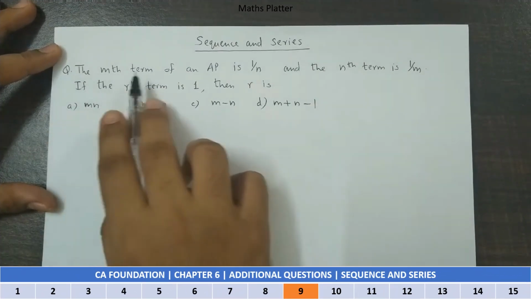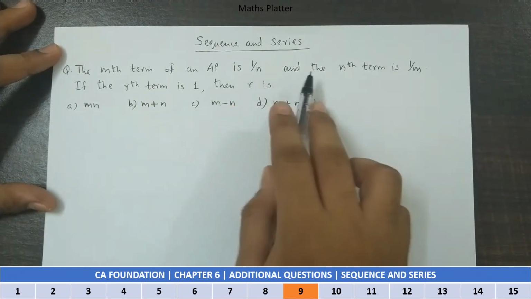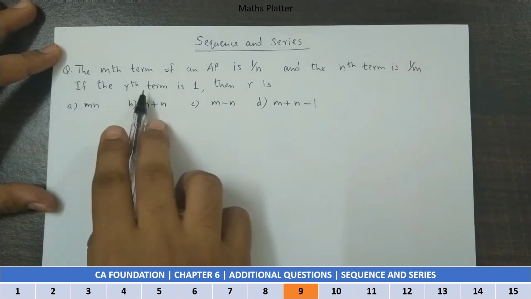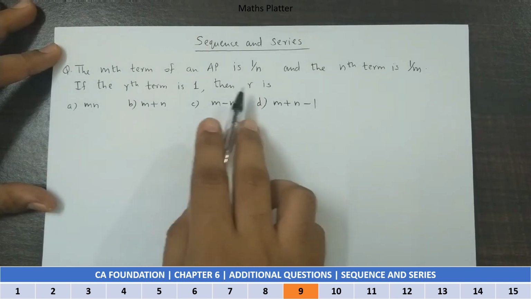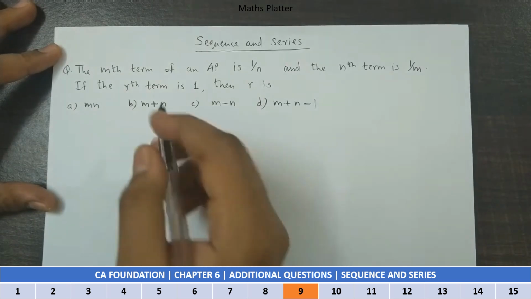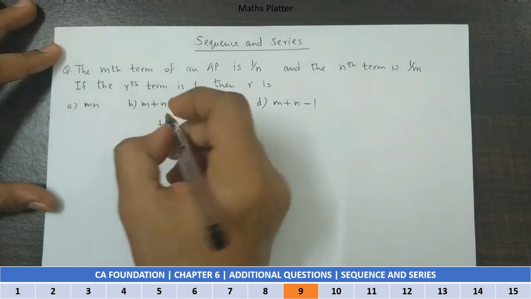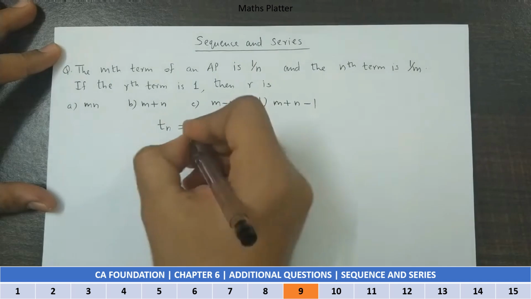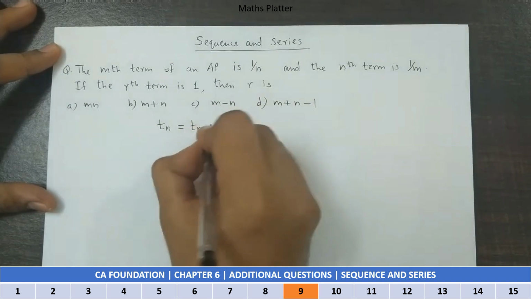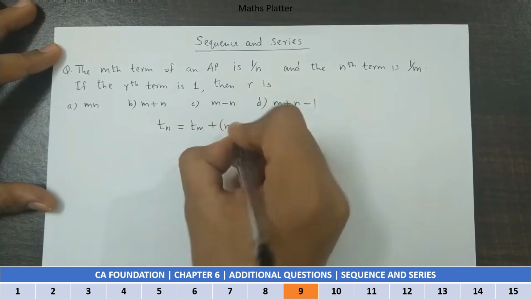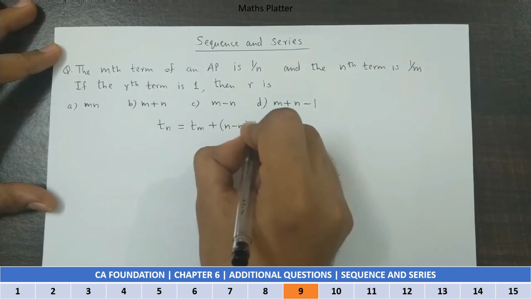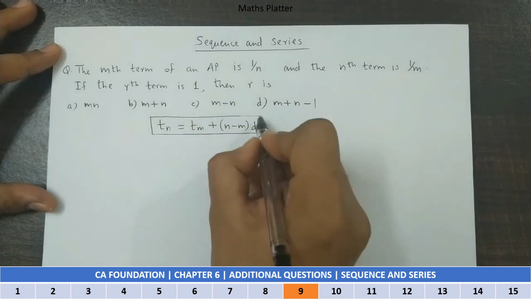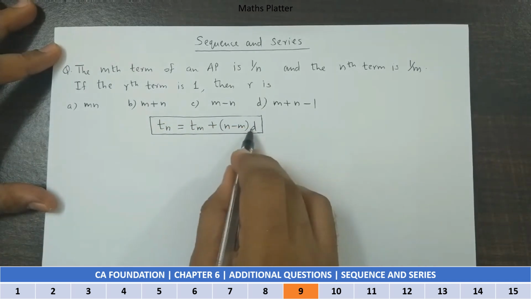The question is, the mth term of an AP is 1 by n and the nth term is 1 by m. If the rth term is 1, then the value for r is. Now we know that for an AP, the relation between Tn and Tm is Tn is equal to Tm plus n minus m into d. D is the common difference. Now using this relation, we can first obtain the value of d.